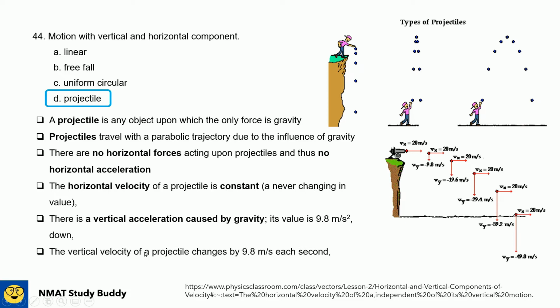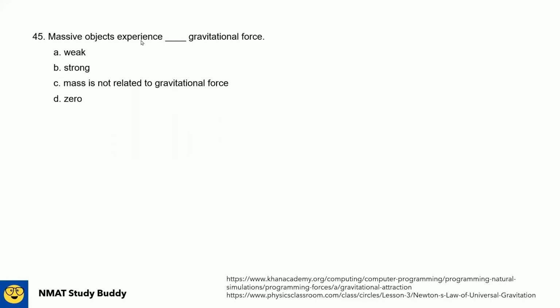And the vertical velocity of a projectile changes by 9.8 meter per second each second. The horizontal motion of a projectile is independent of its vertical motion. So, kapag nagko-compute tayo, di ba, nagagamit natin yung vertical component and horizontal component of motion. Pwede silang gamitin separately. Number 45, massive objects experience blank gravitational force.